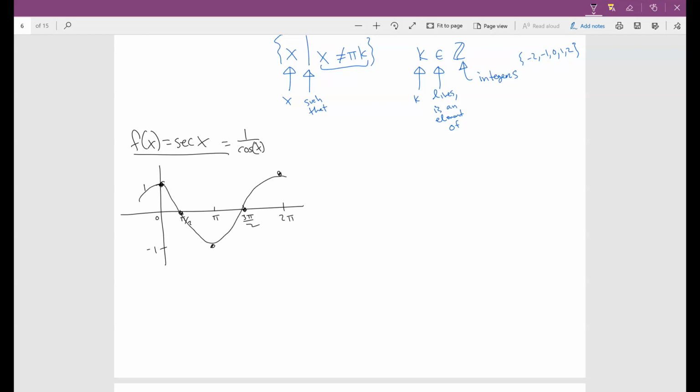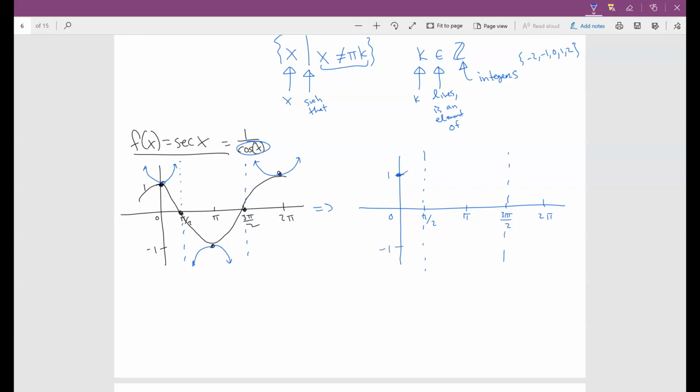Okay. So now what we're going to do is do exactly what we did. The asymptotes are going to be wherever cosine is 0. So that's at pi over 2 and at 3 pi over 2. And then everything else we're just going to flip. So to make it a little nicer, we can see that you're going to have 0, pi over 2, pi, 3 pi over 2, and then 2 pi. And then the asymptotes are here at pi over 2, another one at 3 pi over 2, and then at 1 and negative 1, we're going to have these parabolas.